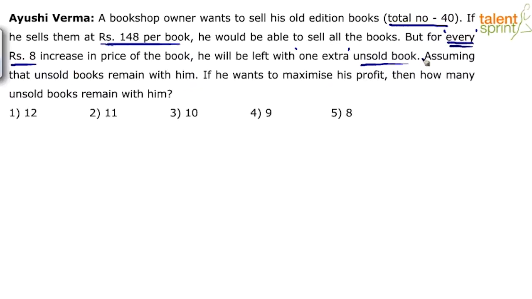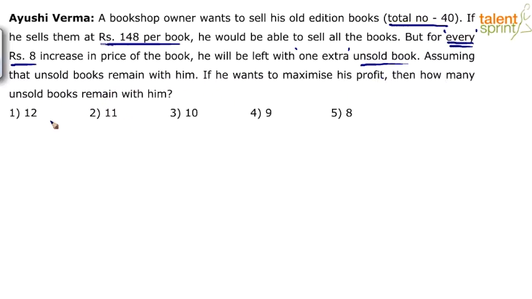Now assuming that unsold books remain with him. What does it mean? It means that he was not able to sell all the books, which means he did not price it at 148. He priced it at much more. So assuming that he's remained with unsold books and he wants to maximize his profit, how many unsold books remain with him?